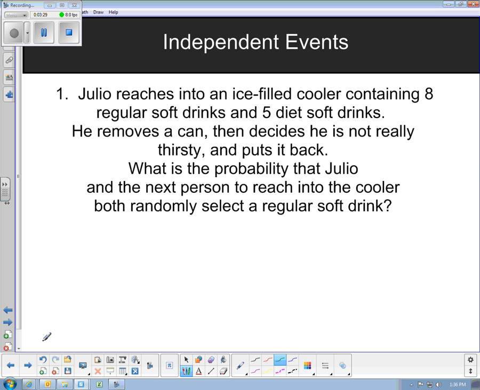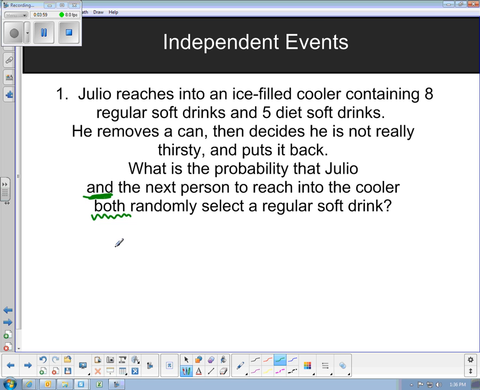In number 1, it says at a picnic, Julio reaches into an ice-filled cooler containing 8 regular soft drinks and 5 diet soft drinks. He removes a can, then he decides he's not really thirsty and puts it back. What is the probability that Julio and the next person to reach into the cooler both randomly select a regular soft drink? So there's a couple of things here that tell me that I want to multiply these together. I want both of these things to happen, Julio and the next person.